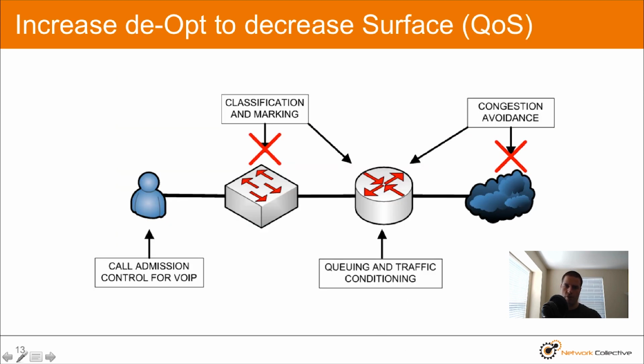Here's another example of reducing optimization, again, to use the terms here, to increase the deoptimization with the goal of decreasing surface interactions. This one's a little trickier. Consider that we have a company that's doing WAN QoS between its branch sites and out to the rest of the network. So that cloud just represents the rest of the network. Maybe we're following some design principles where we're doing classification and marking at the access switch, and we're doing queuing and traffic conditioning on the WAN router.